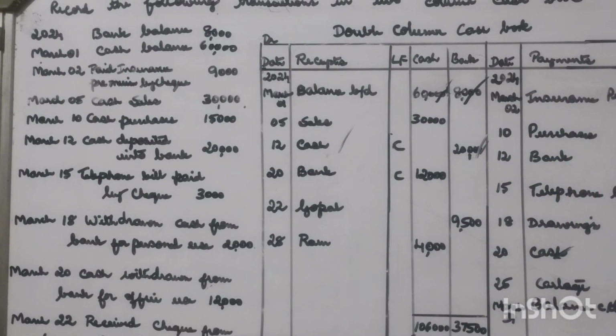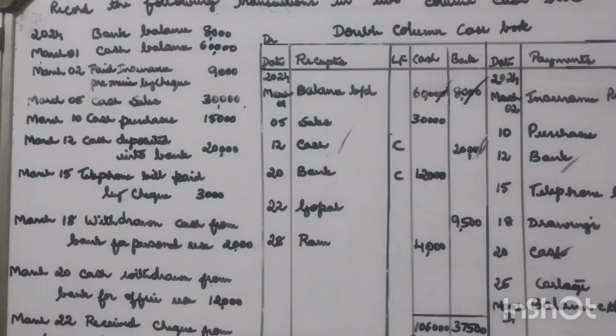Again, cash account has to be credited with bank account. So under cash column, it has to be credited with bank account. So record as contra entry C. So this is the entry that has to be made for the deposit made by the firm into the bank. That has to be treated as contra entry.